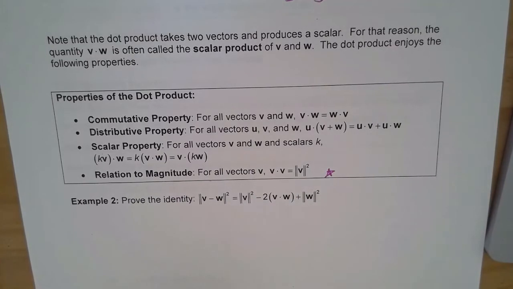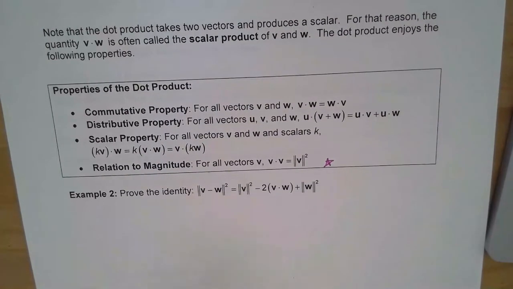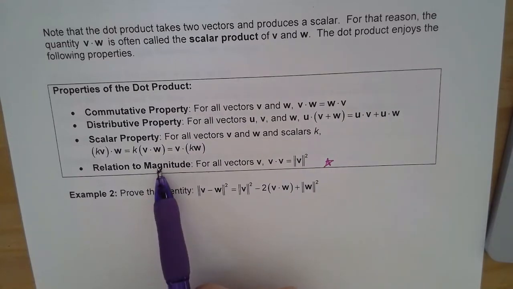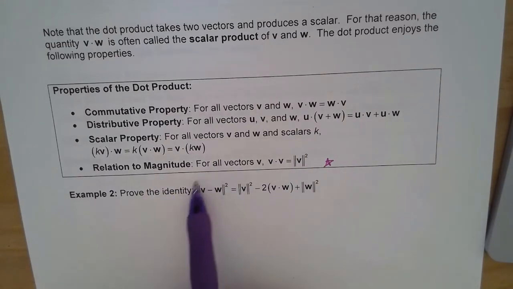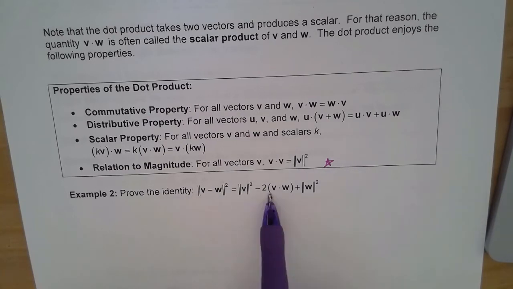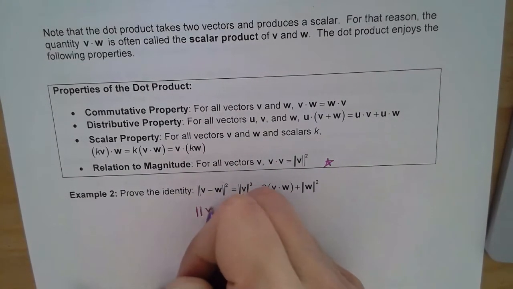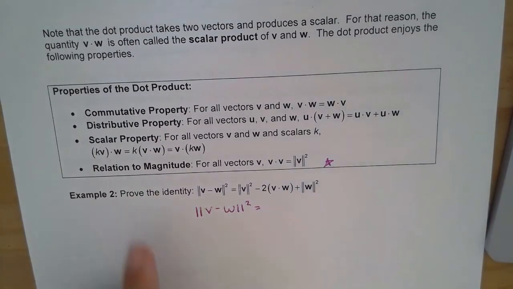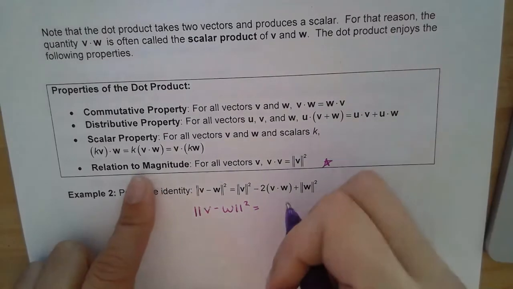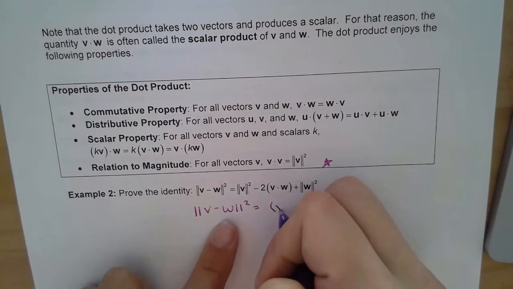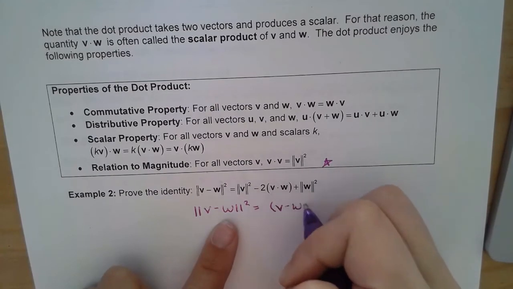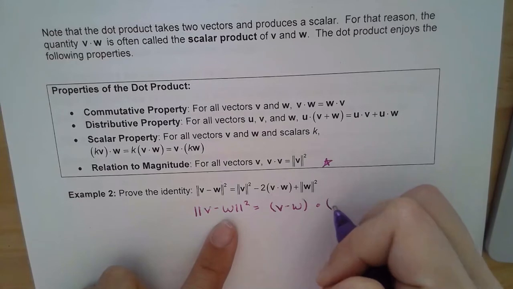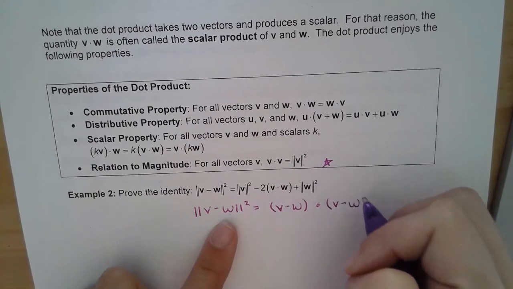Okay, so let's actually prove this identity right here. We're mostly going to use this relation to magnitude. What I'm going to do is take the left side and keep manipulating it until it looks like this right side. So what does the magnitude of v minus w squared look like? Well, using the relation to magnitude, I know that this is the same thing as saying v minus w times v minus w.